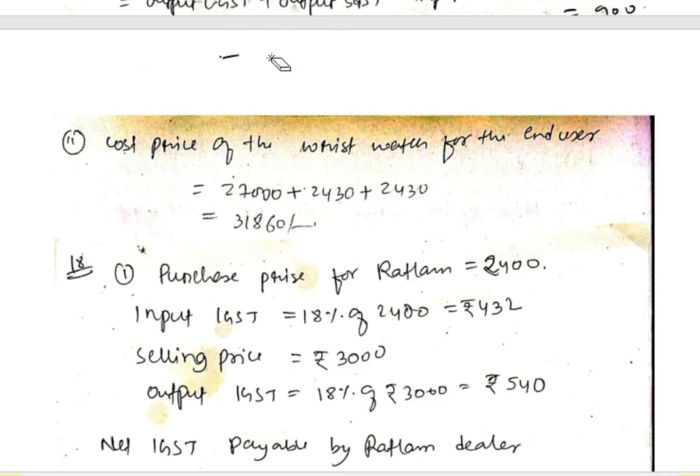So number 2, the cost price of the wristwatch for the end user will be 27,000 plus 2430 plus 2430. Okay, that will give you 31860. Fine.